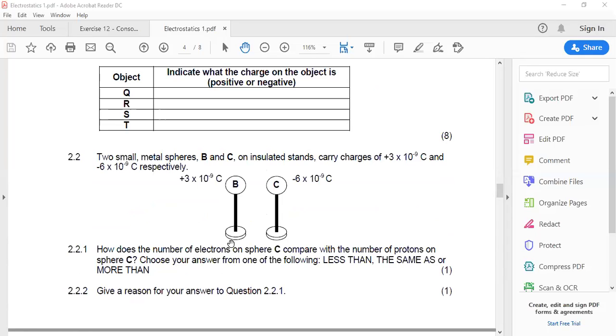Micro means 10 to the power -6. Remember what we did in class? I said milli. What is milli? 10 to the power -3. Then micro, 10 to the power -6.